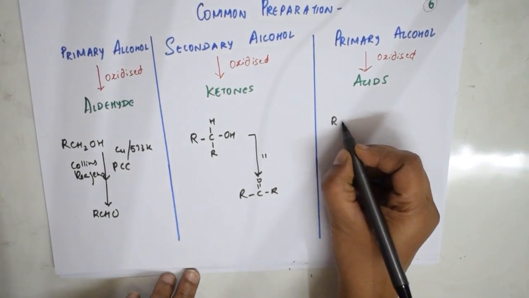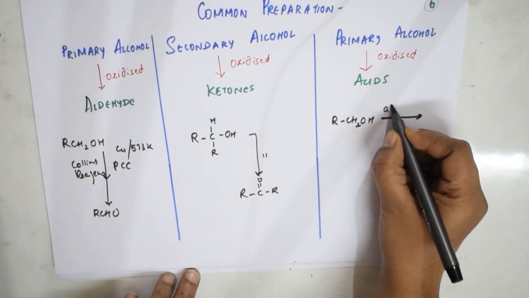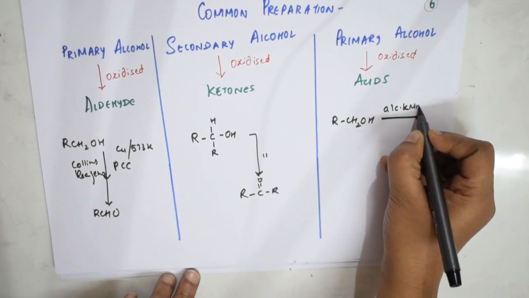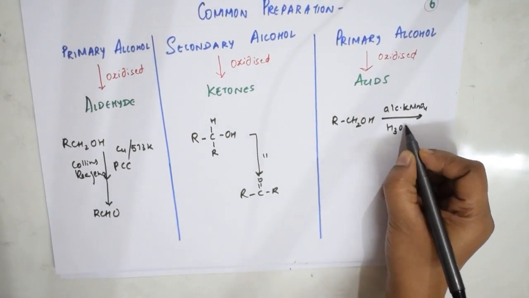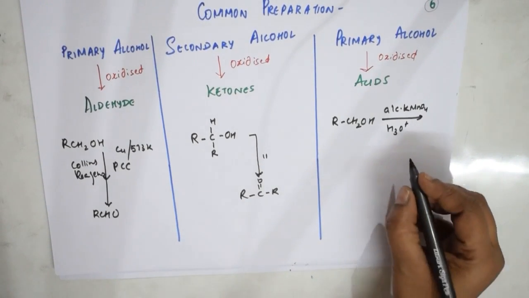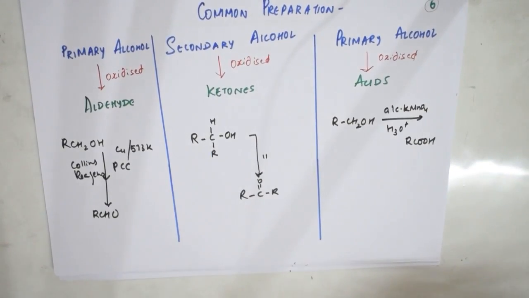First, I'm going to use primary alcohols, then an oxidizing agent, that is alkaline KMnO4, because this is oxidation, isn't it? And then hydrolysis. Then what happens? You will get RCOOH. Hydrogen is removed, oxygen is added, right?